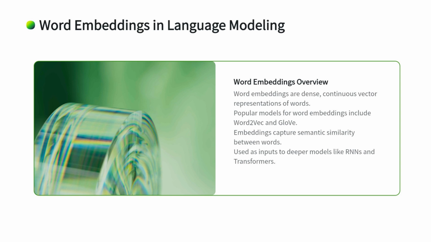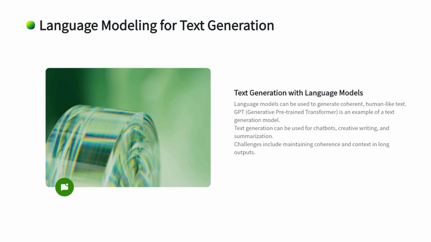Two widely used methods for learning word embeddings are Word2Vec and GloVe. Word2Vec uses a neural network to learn embeddings by predicting surrounding words for a given target word, while GloVe uses matrix factorization techniques on co-occurrence statistics. These embeddings serve as inputs to deeper models, like RNNs and transformers, providing rich, high-dimensional representations of words that help models understand language better.